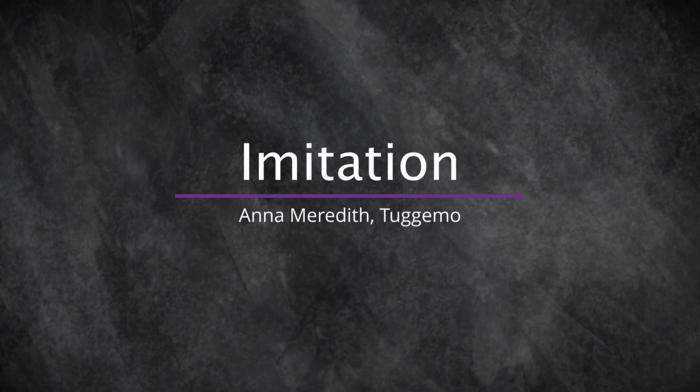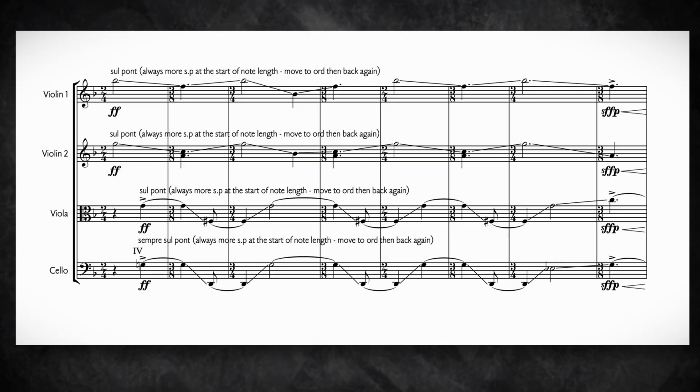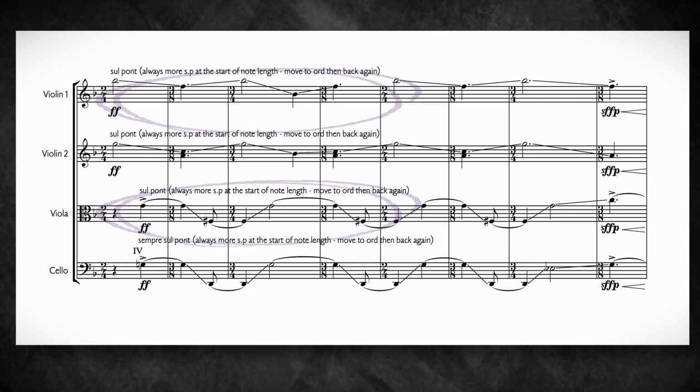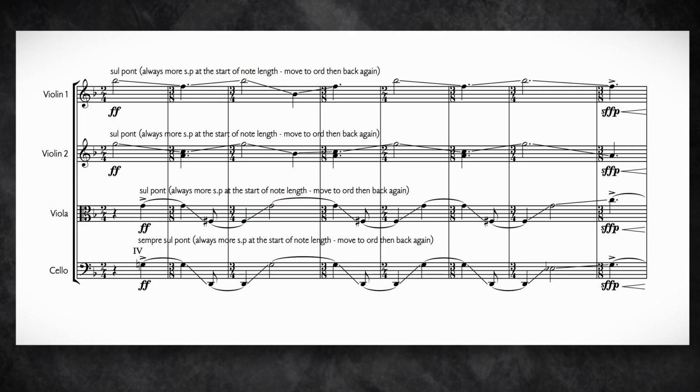Another way Anna Meredith conveys this sense of swarming is by using a technique called imitation. This is when one instrument or a group of instruments copy or imitate something that's been done by another instrument several times over. This could be a rhythm or a melody. In Tuggemo, Anna Meredith has chosen to imitate the rhythm, the direction, and the shape of the glissandos. For example, whether they're going up or down. Have a listen to this extract.